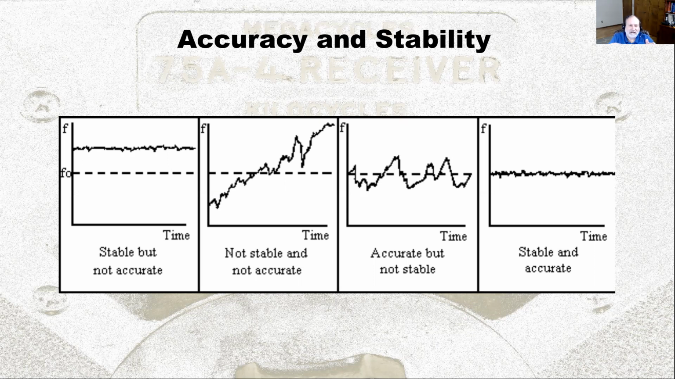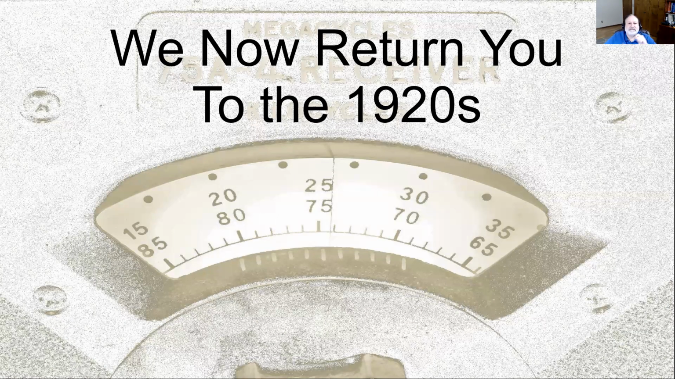This graph is a little bit crude, but I like the way it shows the possibilities. You can have a signal that's stable but not accurate. It's not where it should be, but it stays put. You can have a signal that's neither stable nor accurate. Well, that's the worst case. You can have a signal that's accurate. On average, it's where it should be, but over the short term, it wanders around. And finally, you can have the desired signal that's stable and accurate. It's important to keep in mind whenever we're talking about percentages or ppm, whether that's accuracy or stability, because they are different things. So now the tech talk is over and we will return to the 1920s.